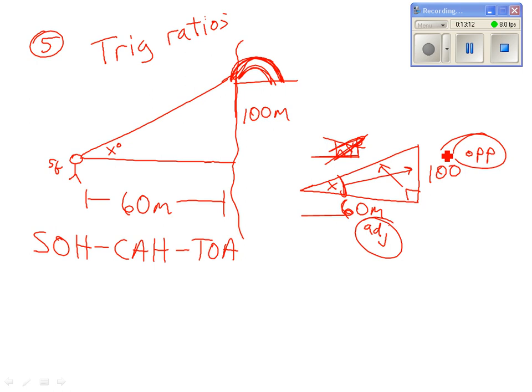We go back over here: sine, cosine, tangent. Which one of those deals with the two that we care about? Tangent, opposite over adjacent. So we set up our equation. It's going to be the tangent. Angle always comes next. What is our angle this time? X. So tangent X equals, this says opposite over adjacent, so what is it?